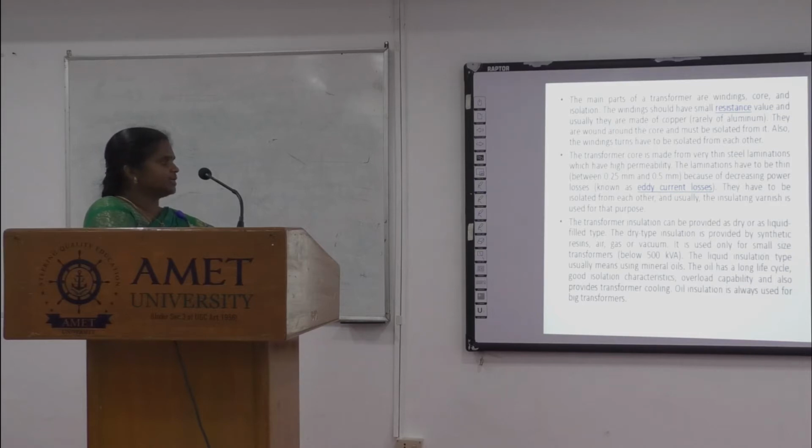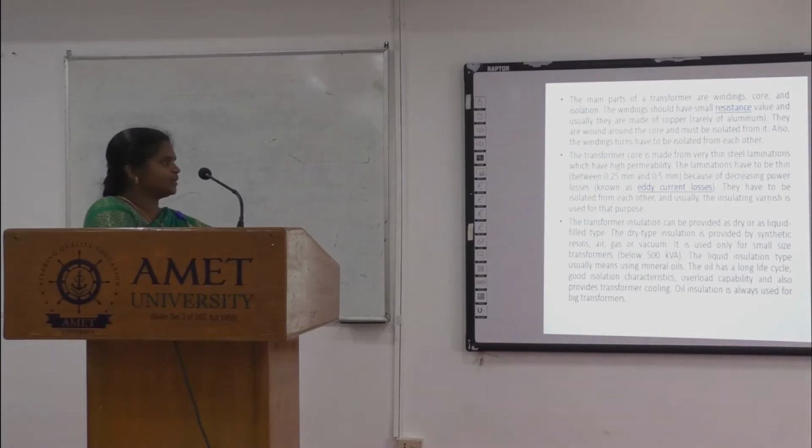The transformer core is made from very thin steel laminations which have high permeability. The laminations have to be very thin. The values will usually be 0.25 mm to 0.5 mm because of decreasing power losses. If the laminations are thin, then we can reduce the eddy current losses in a transformer. There are mainly two types of losses in the transformer. One is the core loss, another one is the eddy current loss. So by using thin laminations in the transformer core, we can reduce the eddy current losses.